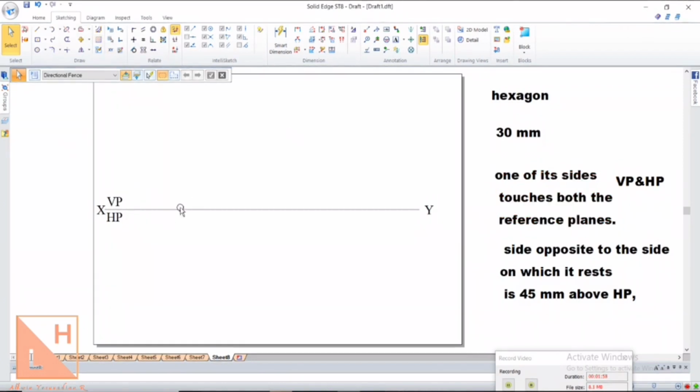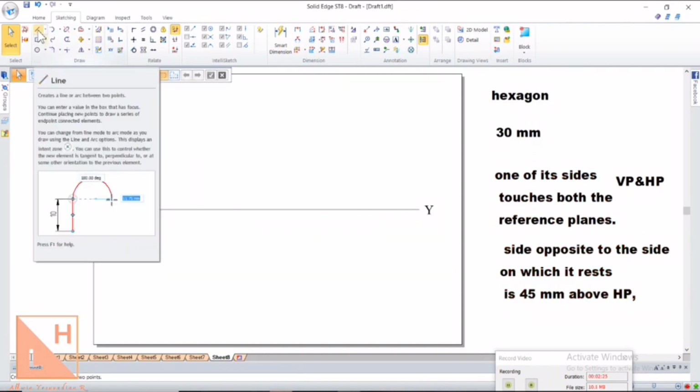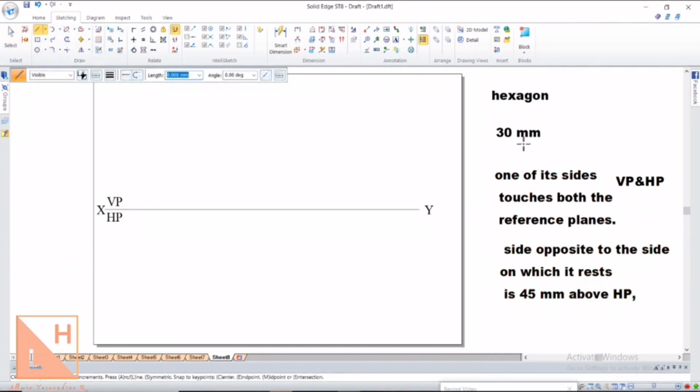So now we are drawing this plane figure on the horizontal plane, which means that the condition of one of its sides touching both reference planes, that is VP and HP, out of which if I draw the hexagon in the horizontal plane, that will satisfy the condition of one of its sides on HP. So we will be left with only one of its sides on VP. So let us first position it such that the side is on the left and we are drawing the plane figure on the horizontal plane.